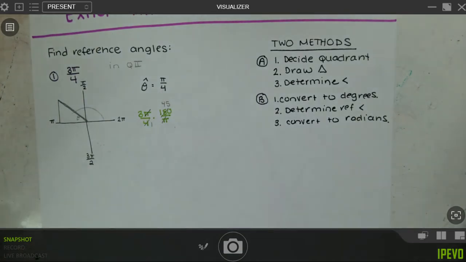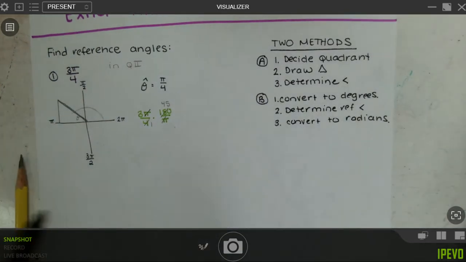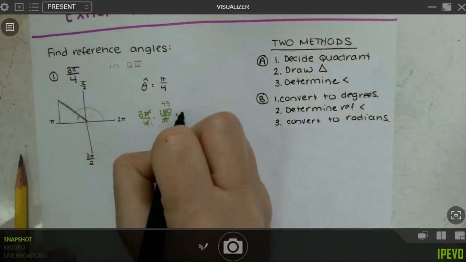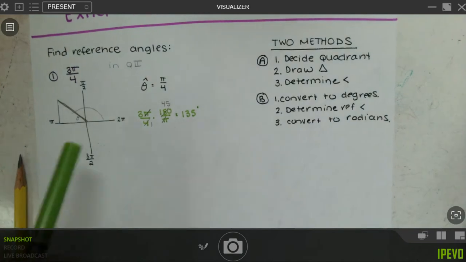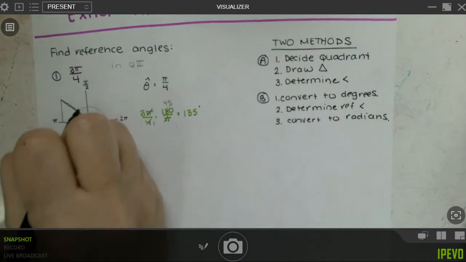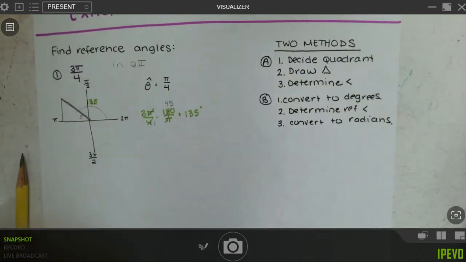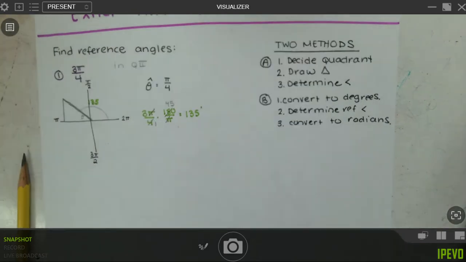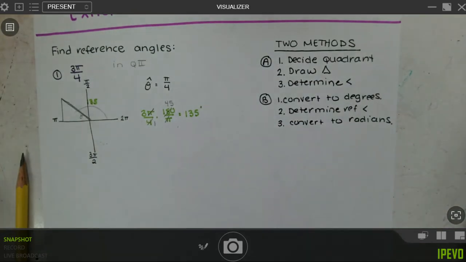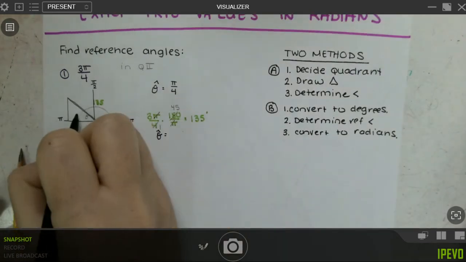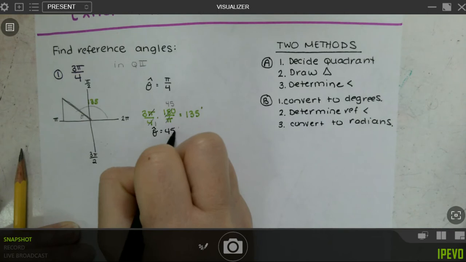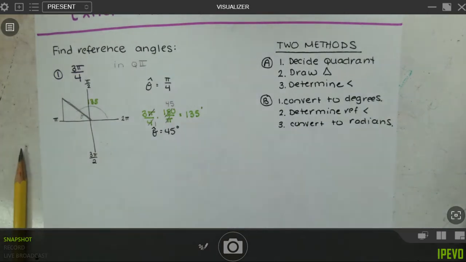And then we're going to multiply through. So 3 times 45 is 135 degrees. That is telling us that this angle right here is 135 degrees. So what would our reference angle be? Well, 45 degrees. And that should be pretty familiar from before.